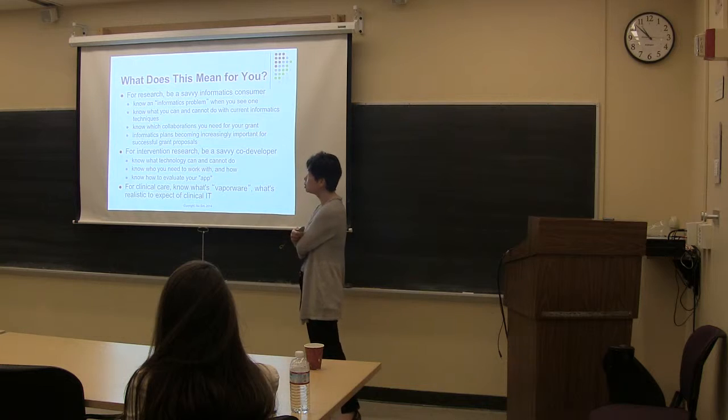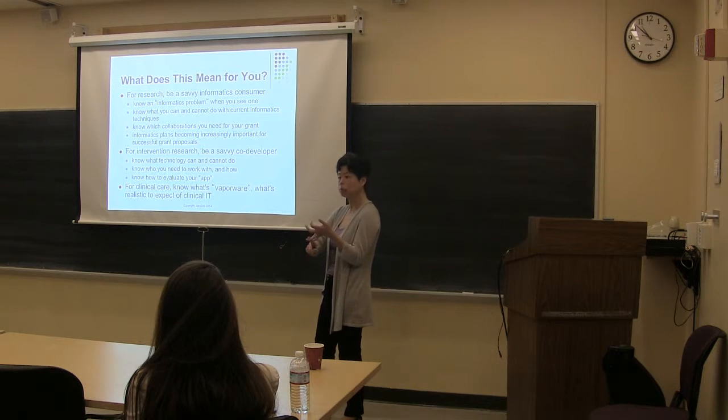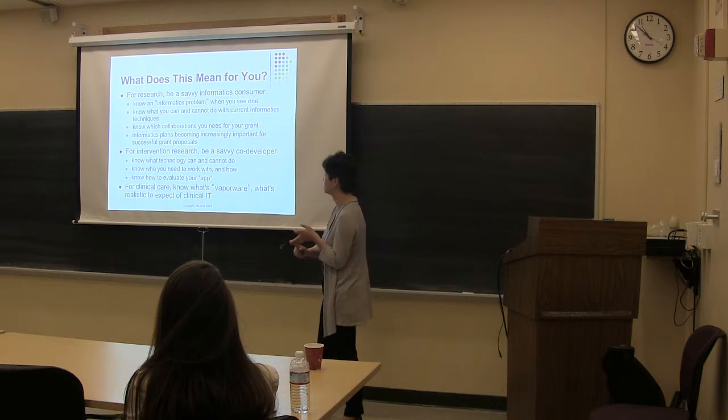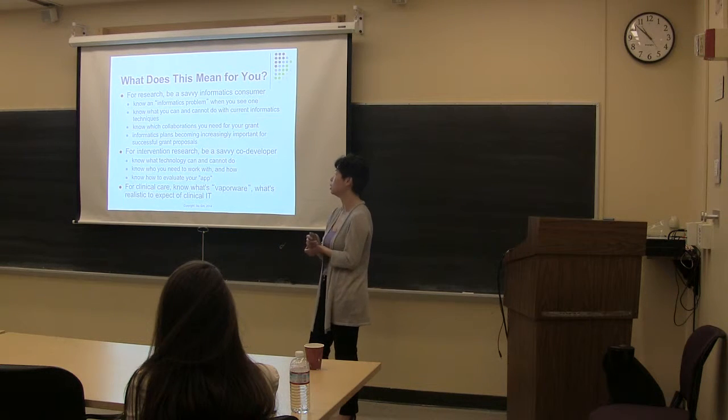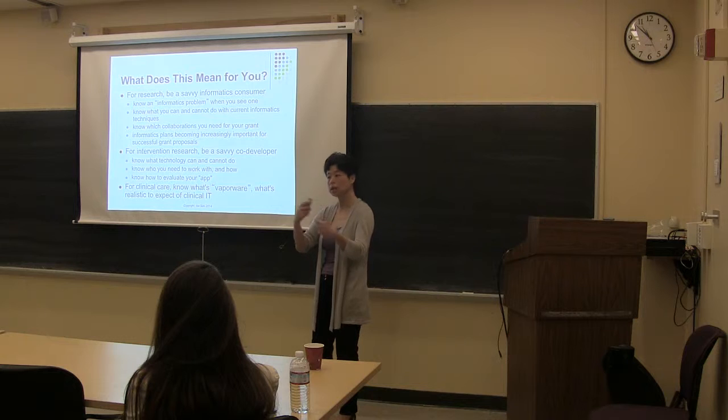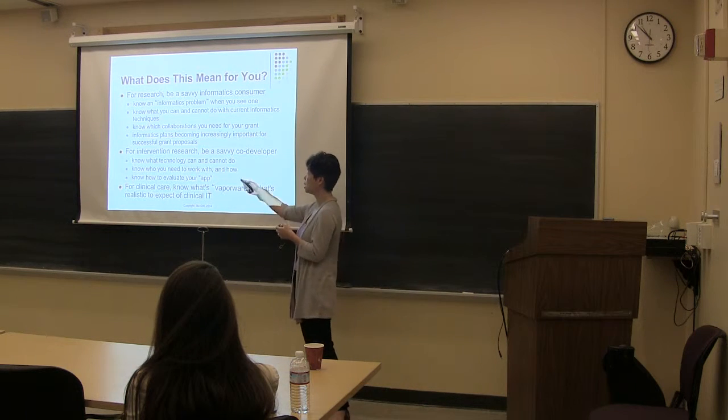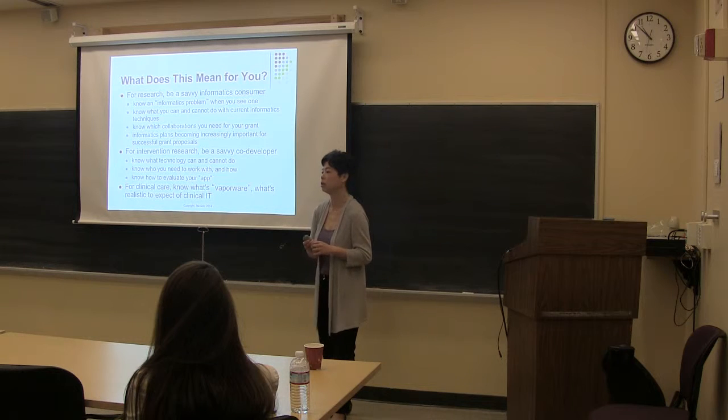If you're doing intervention research, whether it's an app, a decision support system, or a knowledge management system, you need to know what technology can and cannot do. You need to know who you need to work with. How do humans and computers work together? It's a field called human interaction design. Evaluation is a critical issue. Implementation science is really a sub-branch of evaluation.